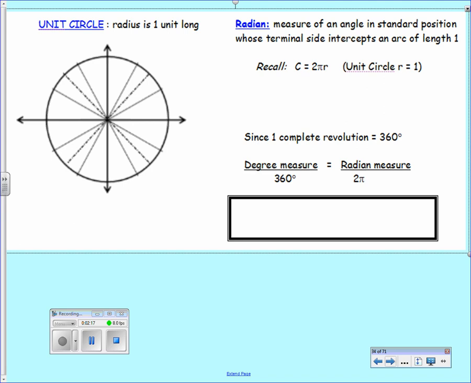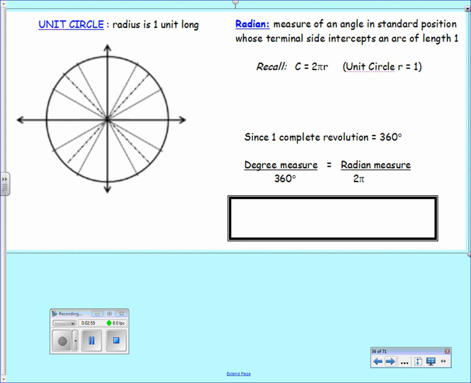So when we have a radian, by the way, a radian is just another way to measure an angle. We're used to doing degrees, but a radian is a measure of an angle in standard position where the terminal side intercepts an arc of length 1. So it's going to be 1 unit. So the radius of our unit circle is going to be 1. Therefore, our circumference would be 2 pi r, which basically would be 2 pi. So one revolution around the circle is considered 360 degrees. And most of you guys know that, that there's 360 degrees in a circle. So again, we'll talk more about degree measure versus radian measure as we continue along.